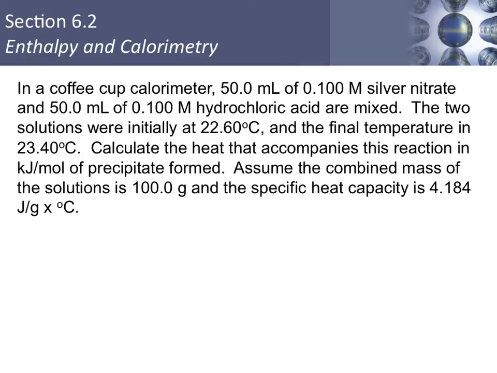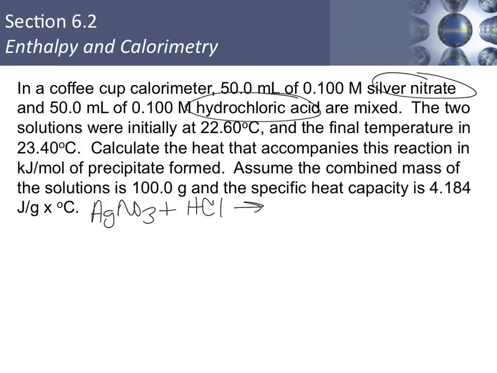Now we're asked to find the kilojoules per mole for the precipitate that's formed. So we probably should write down the balanced chemical equation, at least the net ionic equation, when we combine together our silver nitrate and our hydrochloric acid. We're told it's a precipitate reaction, so we should probably do double replacement.